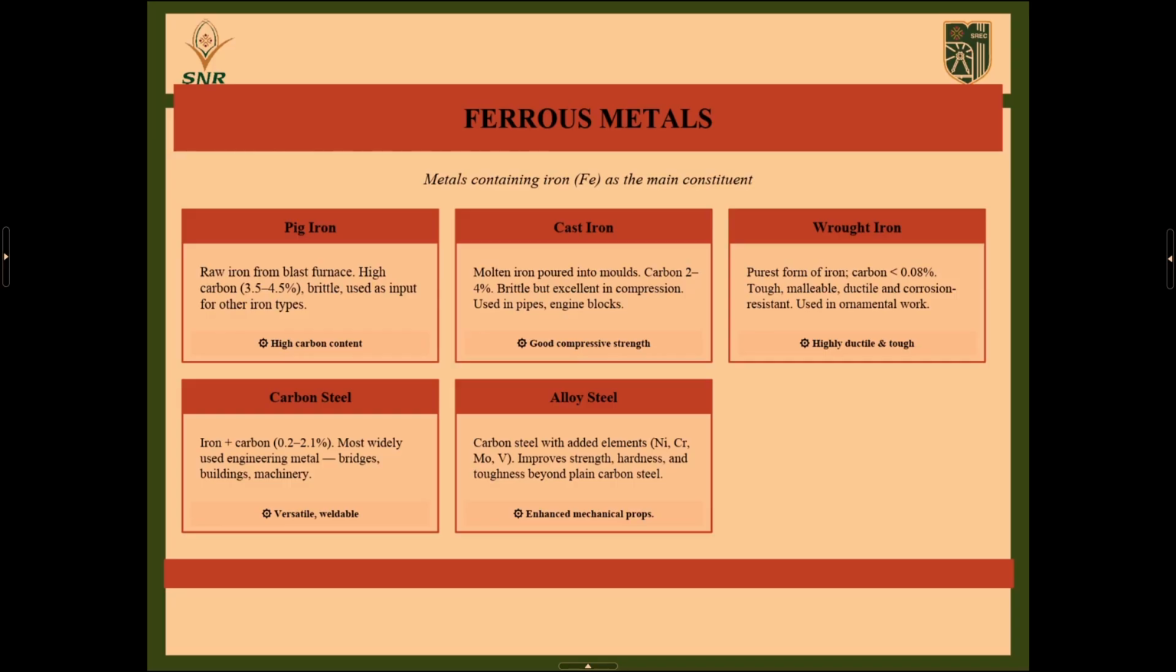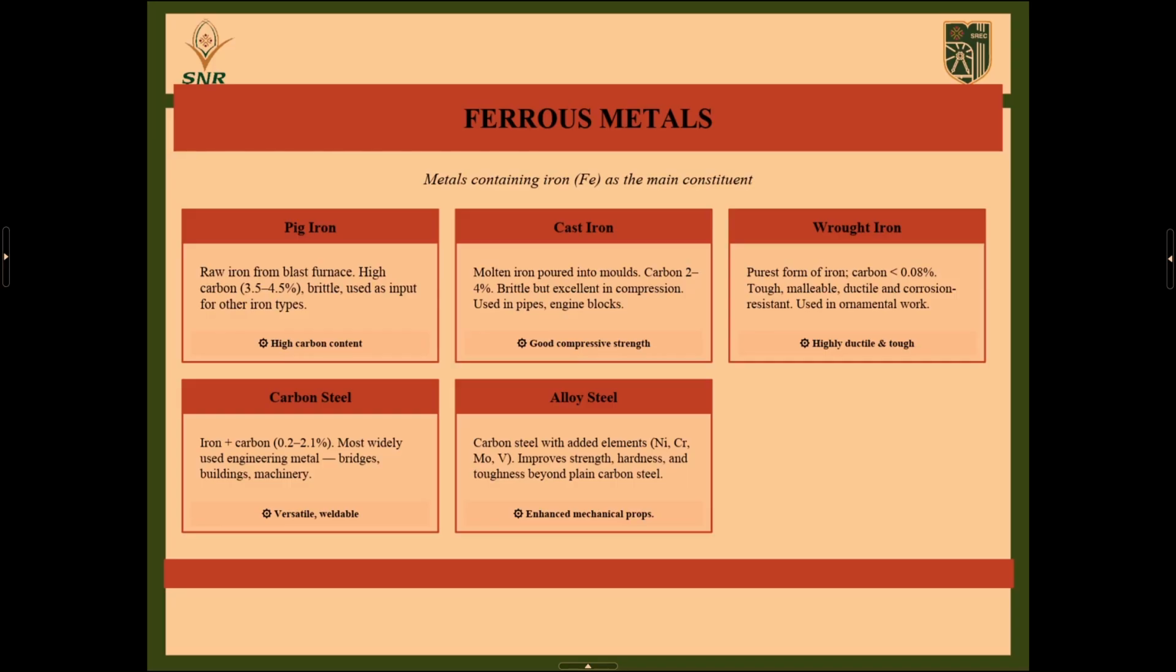Cast iron is produced by melting pig iron and pouring it into molds. Carbon content is 2 to 4%. It is brittle but has excellent compressive strength, making it ideal for pipes, engine blocks and machine bases. Wrought iron is the purest form of iron, with carbon content below 0.08%. It is tough, malleable, ductile and corrosion resistant.